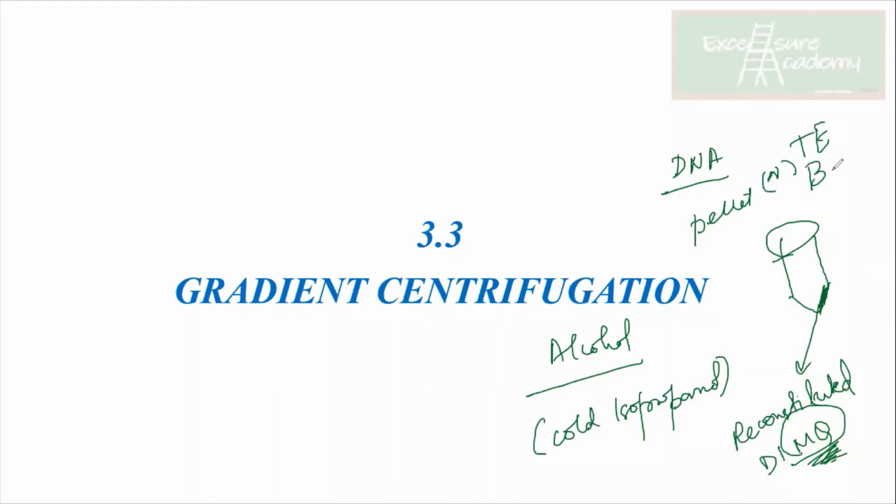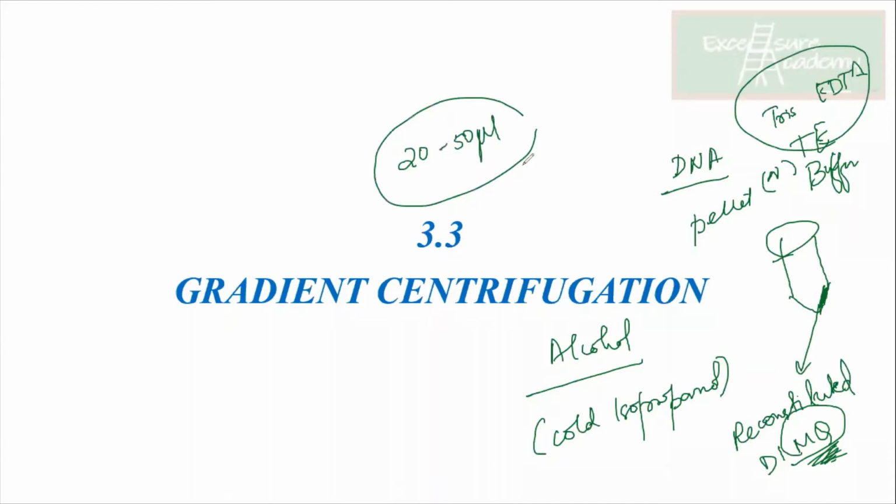Okay, so I have mentioned what TE buffer is. It is your Tris-EDTA buffer. Okay, and how much will you add? Around 20 to 50 microliter, not more than that. Okay, so Chandni, what will happen if I add 100 microliter? What will happen? Why are we stuck only to 20 to 50 microliter and why not 100 microliter? Especially in the case of bacterial DNA.